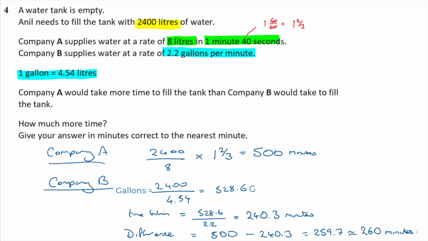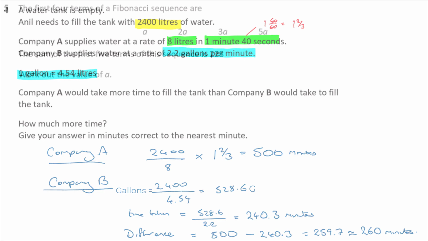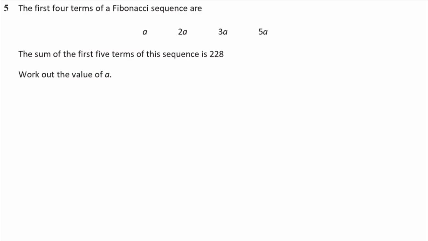Okay, 260 minutes. Question 5. The first 4 terms of a Fibonacci sequence are A, 2A, 3A, and 5A. The sum of the first 5 terms of this sequence is 228. Work out the value of A. Okay, so first up, we've only got 4 of the 5 terms here, so we're going to have to work out what this 5th term on the end is.